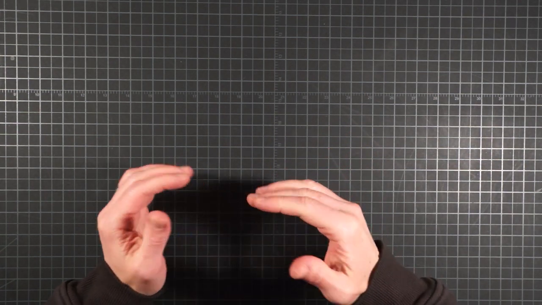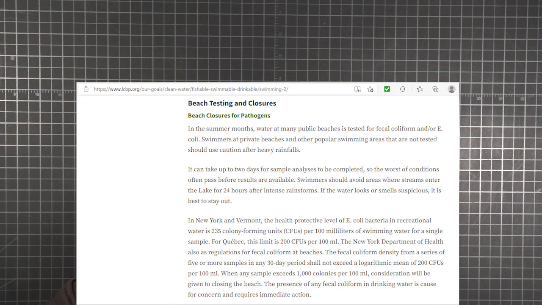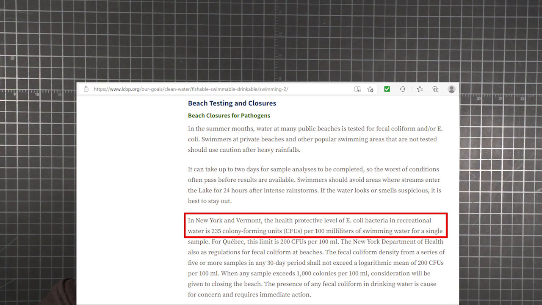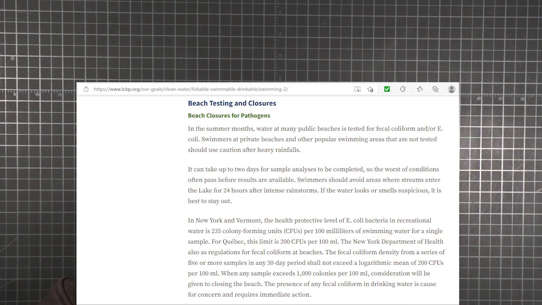Also, there's a difference between swimming water and drinking water. In New York and Vermont, for instance, the health protection level of E. coli in recreational waters is 235 CFUs per 100 milliliters. That's 2,350 per liter. They'd actually let you swim in that water from the campground faucet in Sequoia. And that's because the presumption is that what minimal water gets in your mouth and swallowed while swimming is de minimis.